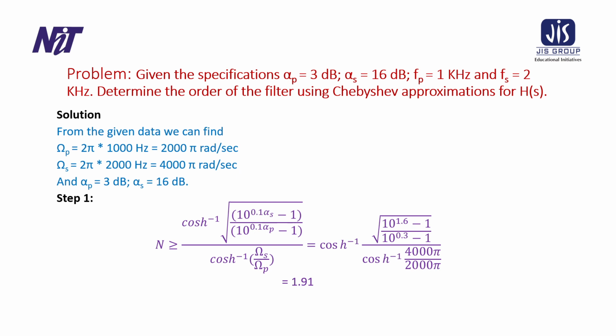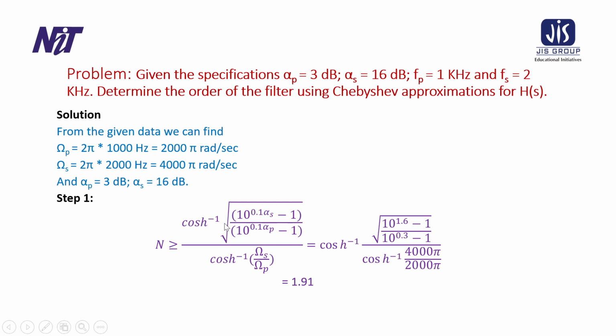Now step number 1, to find the order of the filter, we know the formula: n is greater than or equal to cosh inverse of root over of (10 to the power 0.1 alpha s minus 1) divided by (10 to the power 0.1 alpha p minus 1), whole divided by cosh inverse of omega s by omega p.